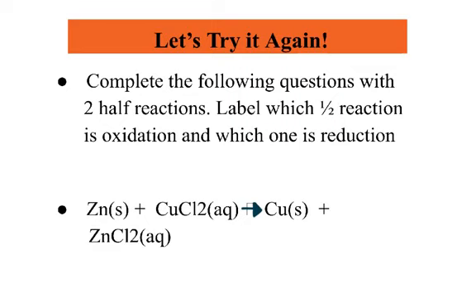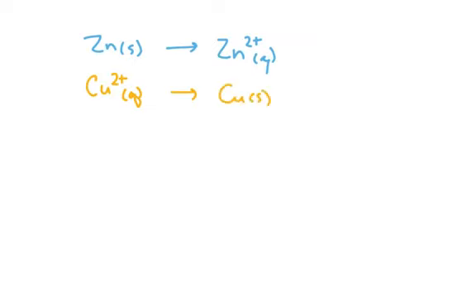So again, looking at who's undergoing a change, starting with zinc, zinc is by itself on the left and it's in a compound on the right. So definitely undergoing a change. Copper is in a compound on the left and by itself on the right. So again, it's undergoing a change. Chlorine is maintaining an ionic compound in both cases, so it's really not doing anything. So our zinc solid is becoming zinc 2+ aqueous, and copper is in a 2+ form in its ionic compound, and it's becoming a copper solid.